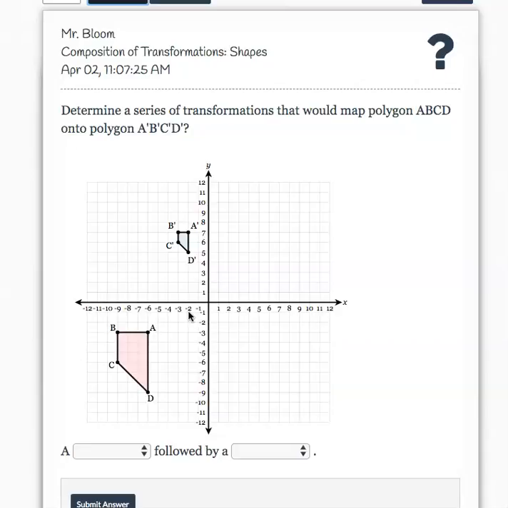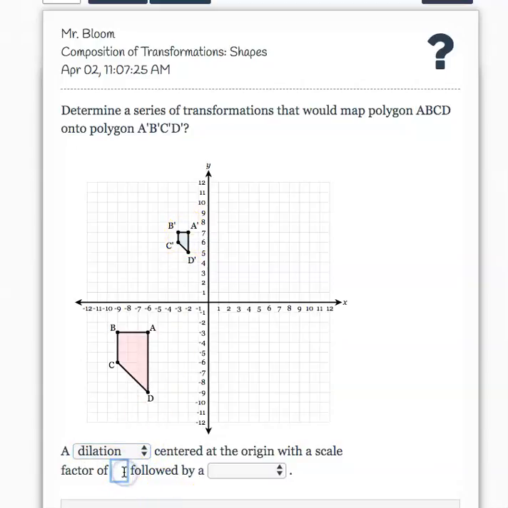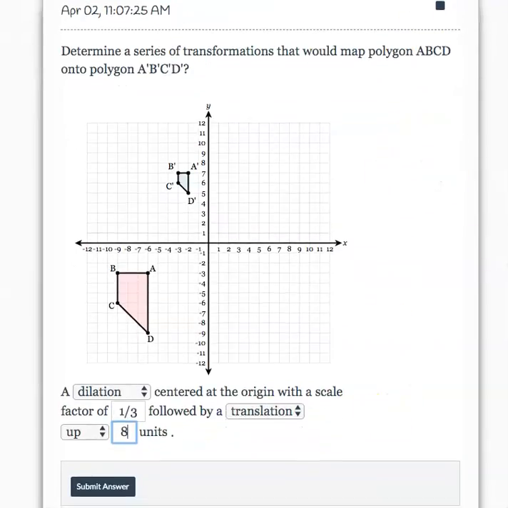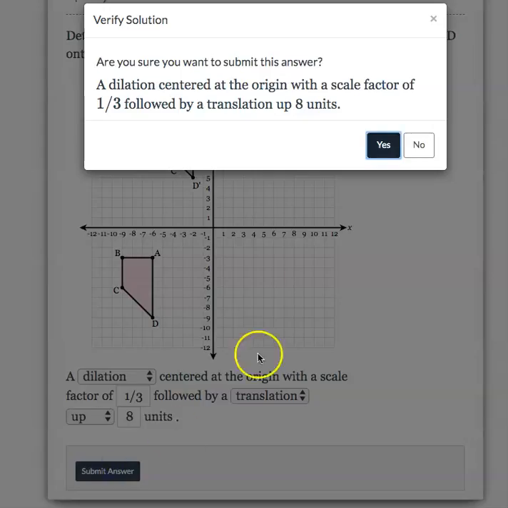So I'm here. So my A will be right here, and I'm going to slide it up to this position. So it's going to go 1, 2, 3, 4, 5, 6, 7, 8. So I'm going to shrink it, dilate 1/3. And I'm going to translate it up 8 units. And we're going to go ahead and get that done with a submission.